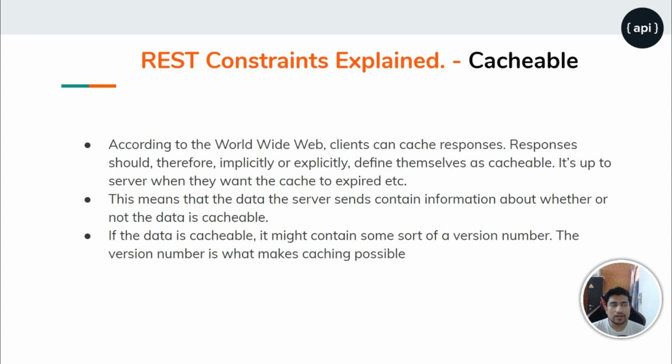The third important constraint is cacheable. It basically means that whenever the client requests a particular thing, for example user information from a server, the server can send the information, and it can also say whether this information is cacheable or not. If the data is cacheable, it might contain certain version numbers, and that version number is what makes the caching possible. For example, the server will tell you, okay, you can cache this resource for a particular period of time, right? This is one of the constraints.